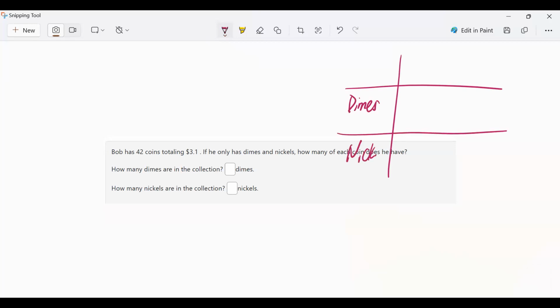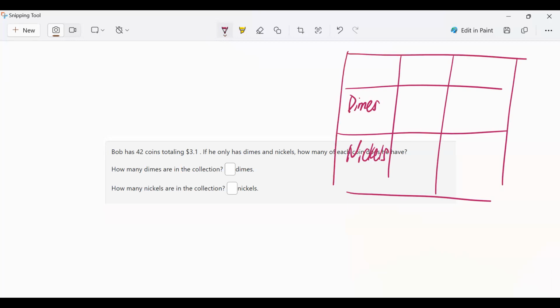So set up this table to understand it, to visualize everything. The first one again is quantities, right? The second one is dollar value, dollar amount. So assume Bob has X amount of dimes and Y amount of nickels, right? Each dime is 10 cents.